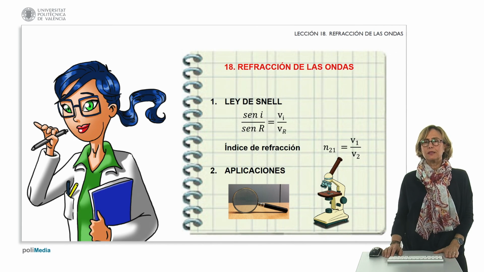What have we seen in this topic? Well, we have presented Snell's law, seeing that it is a relationship between the angles of incidence and refraction, and the velocities of propagation in these media. We have also seen the relative refractive index of a medium 2 with respect to 1, which is a function of the velocity ratio. And finally, we have seen applications that make use of the phenomenon of refraction.